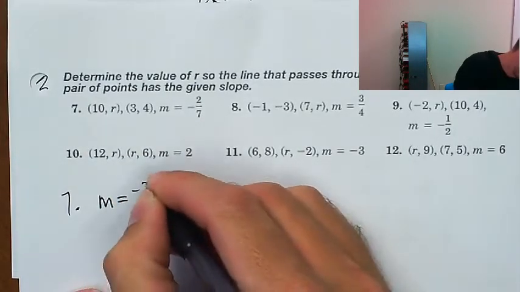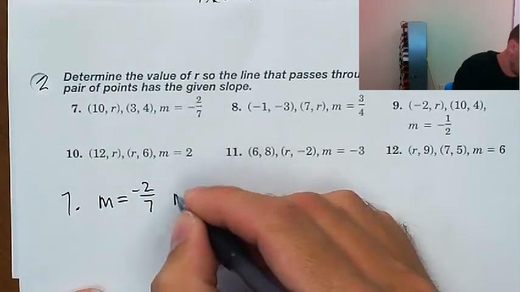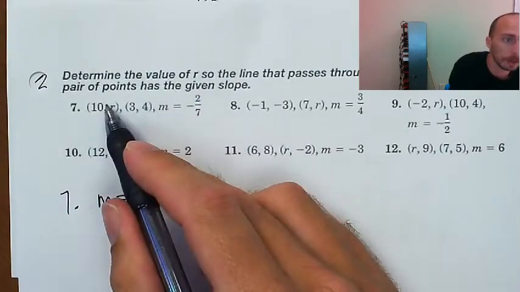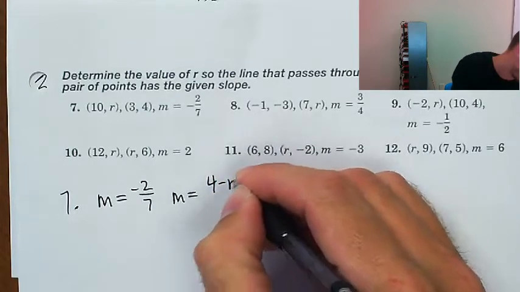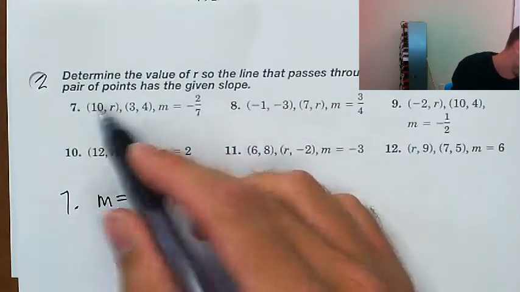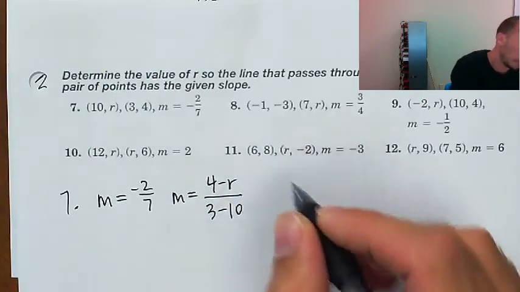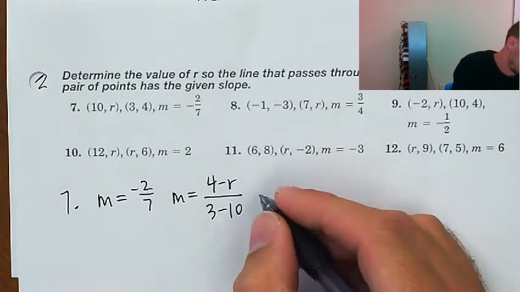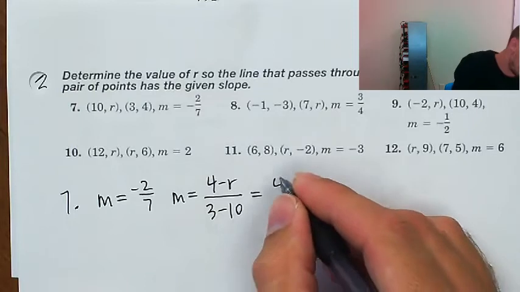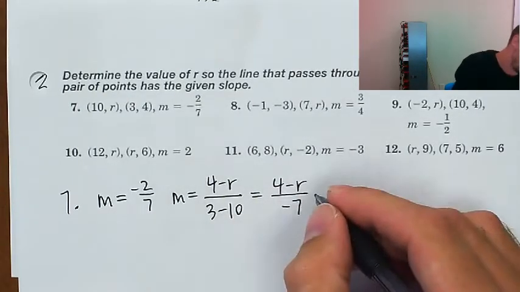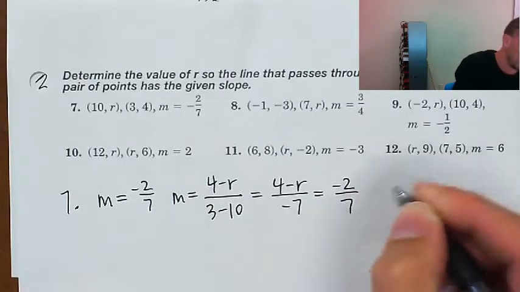On one hand, slope is -2/7. That's what they're telling us. But on the other hand, m is equal to rise over run, y2 minus y1, 4 minus r, divided by x2 minus x1, 3 minus 10. So you can say that's 4 minus r over -7, and that's equal to -2 over 7.